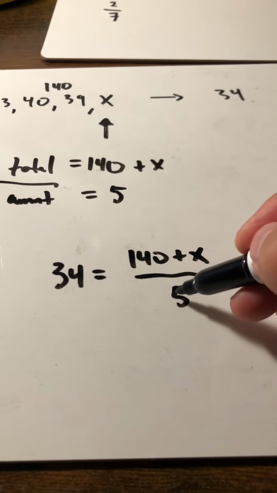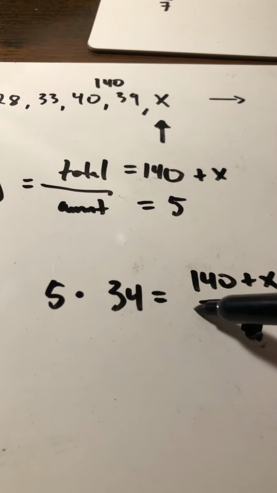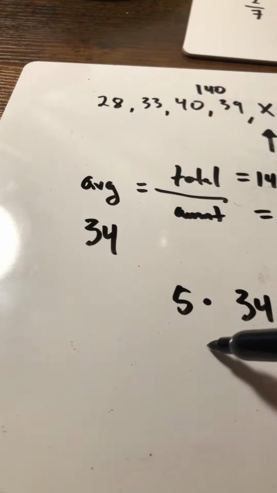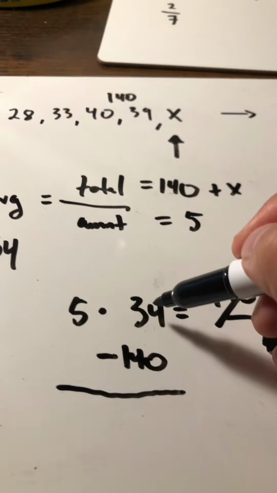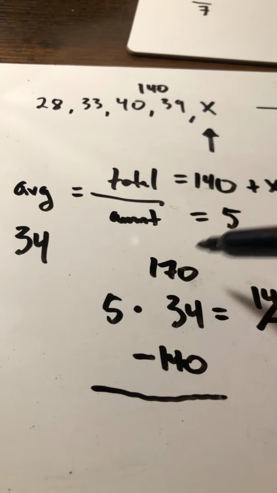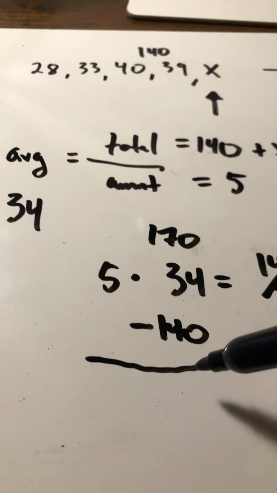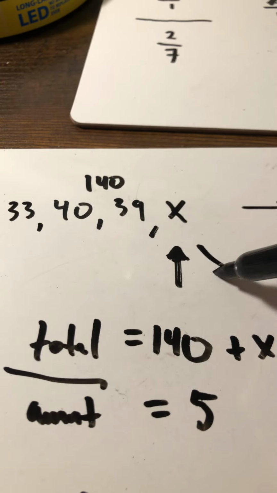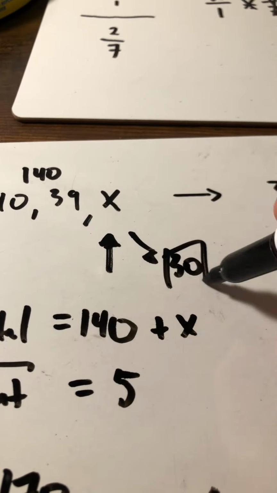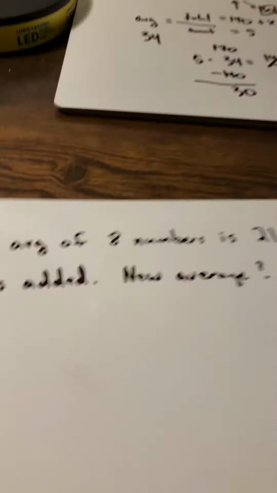Solving for the x, we're going to multiply the 5 over here, and then we're going to subtract off 140. 5 times 34 is going to equal 170, and 170 minus 140 equals 30. X, therefore, equals 30. Next question.